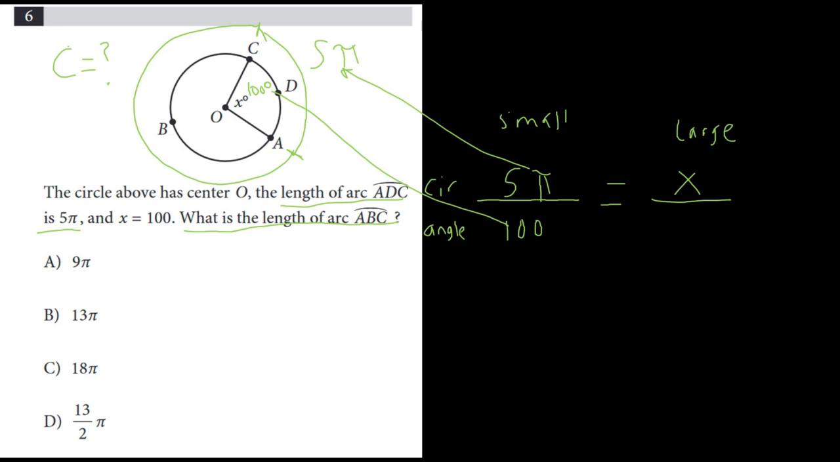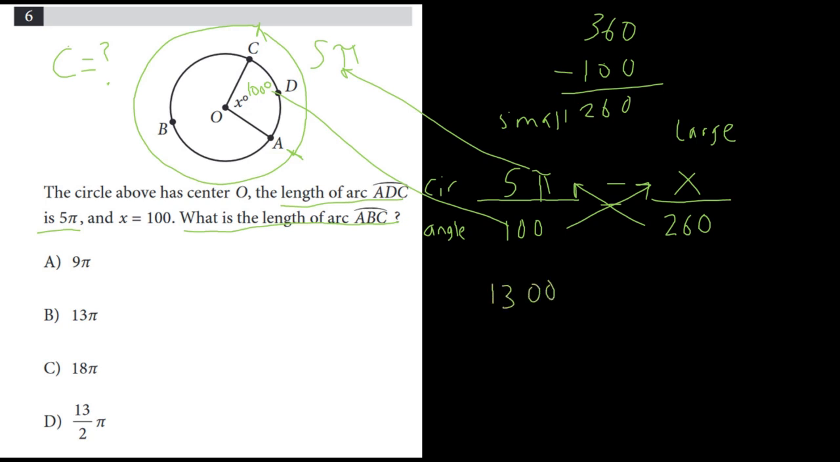Well, I know in a circle, there's 360 degrees. And if one part of the section is 100 degrees, we have to figure out the other section. So we do 360 minus 100, which is 260. So we put 260 right here. So anytime we see this setup, we cross multiply. So right now, 260 times 5 is going to be 1300 pi equals 100x. And then from here, to get x by itself, we divide by 100.